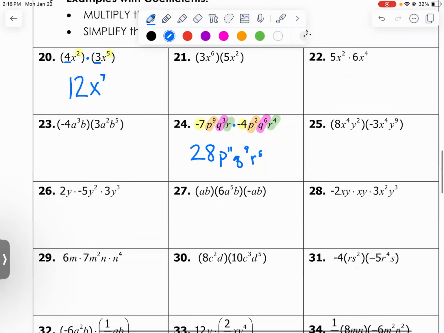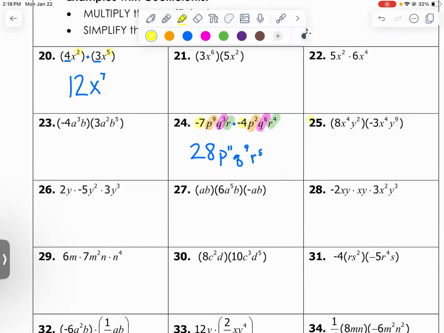Okay, so this is what you're gonna do. You and your elbow partner are gonna do number 25, number 26, and number 30. Ready, set, go.